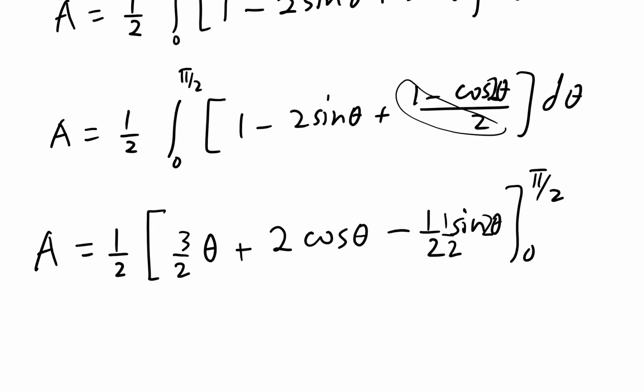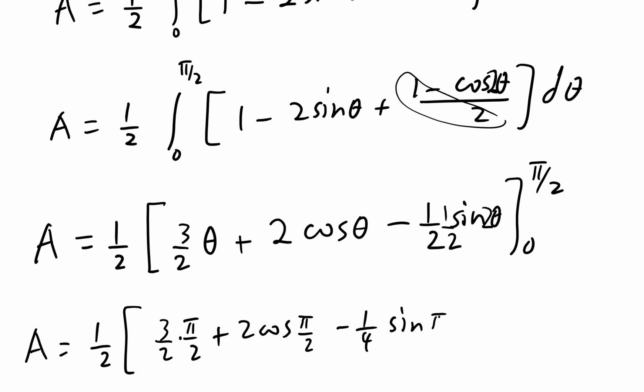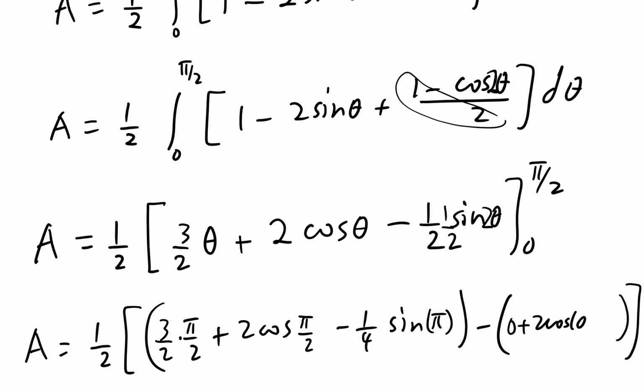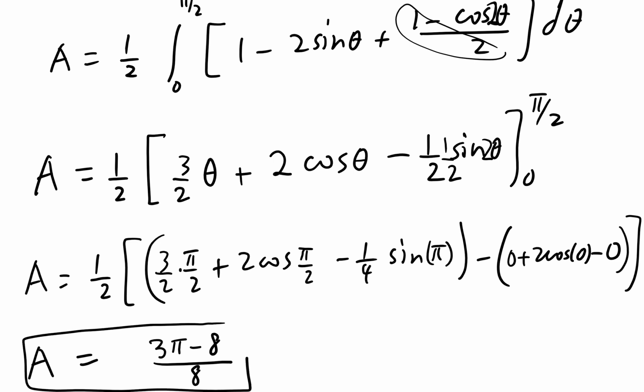Then you substitute the values in. 3 over 2 times pi over 2 plus 2 cosine pi over 2 minus 1/4 sine pi, minus, put the 0 in, you're going to get 0 plus 2 cosine 0 minus 1/4 sine 0, 0. And if you simplify all of this, we get (3 pi minus 8) over 8. That's the area.